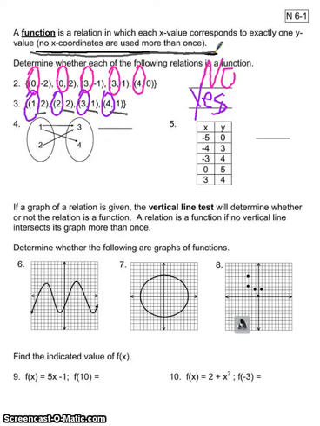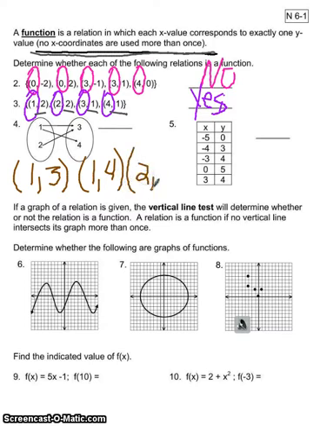So now let's look at number 4. Sometimes that's a little bit difficult to see, so it's best to write out your coordinates. So what I really have here is 1 paired with 3, 1 paired with 4, and 2 paired with 3. So now I'm going to go back and look at my x values. Did they repeat? Yes, my 1s did, which means what? Correct. This is not a function.